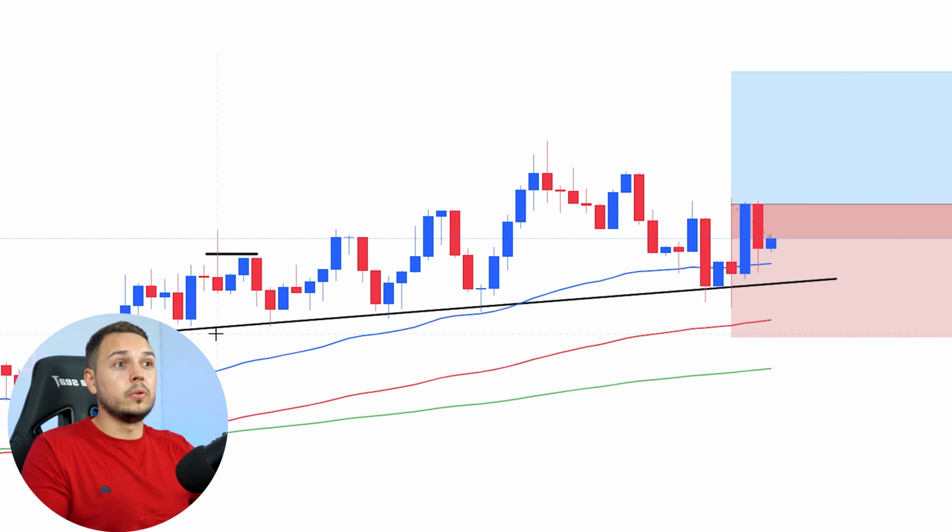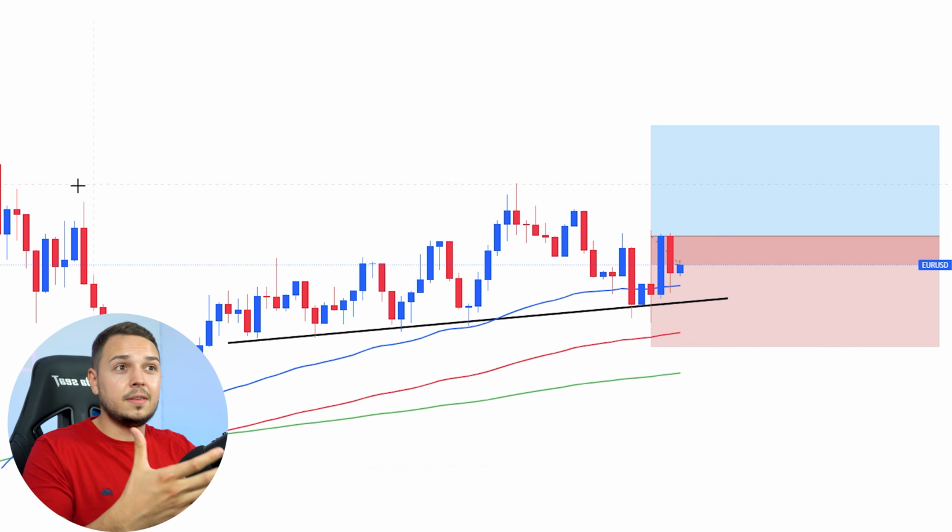What's also important is that we see every time it rejects the trend line, it goes higher, which shows that the trend is actually very solid towards the upside. So this already gives you much more confidence that the trend is actually there to stay.